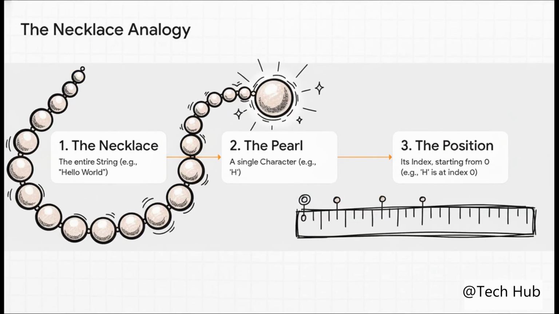So here's the breakdown. The entire necklace, that's our whole string, say "hello world." Each little pearl on that necklace is a single character, an H, an E, or even that space in the middle counts as a pearl. And here's the most important part. Every pearl has a specific spot, which coders call an index. And the one quirky rule you gotta remember, we always start counting from 0. So that first H isn't at position 1, it's at index 0.